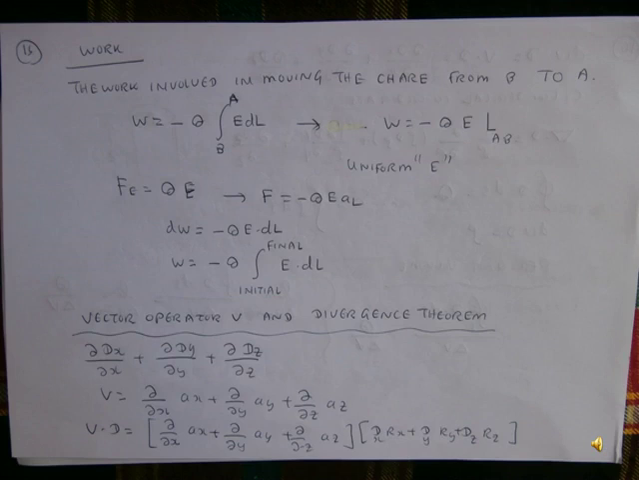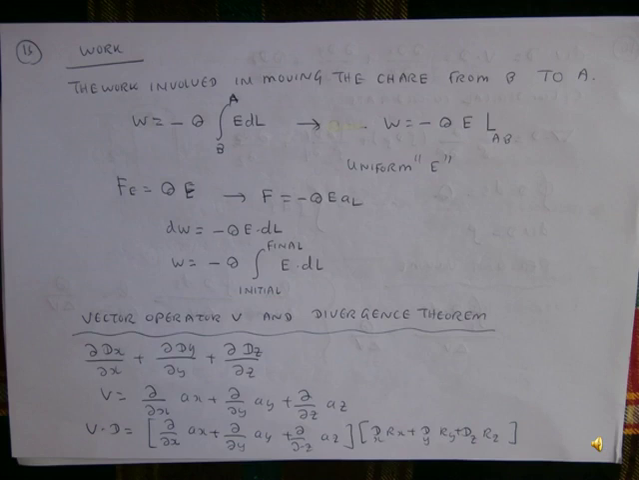So in this case, the force can also be calculated. The field intensity multiplied by the charge is equal to the force acting on the charge. So F equals Q times E. In this case, F equals minus Q E a_L. So dW equals minus Q E dot dL. So W equals minus Q integration from initial to final of E dot dL. So this is the way that we calculate the work.